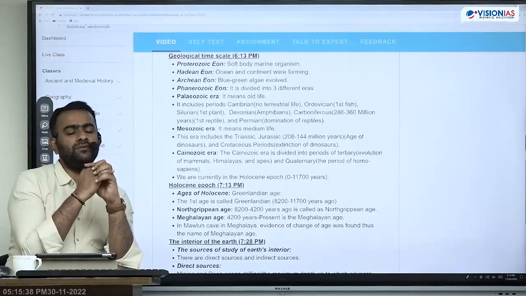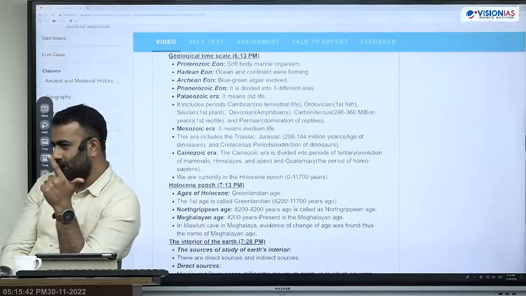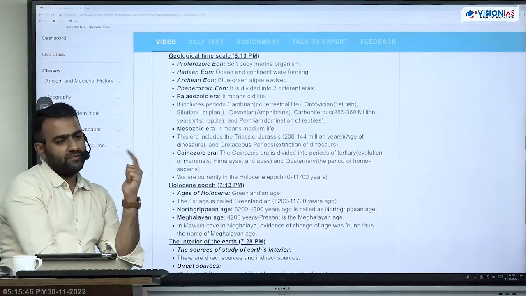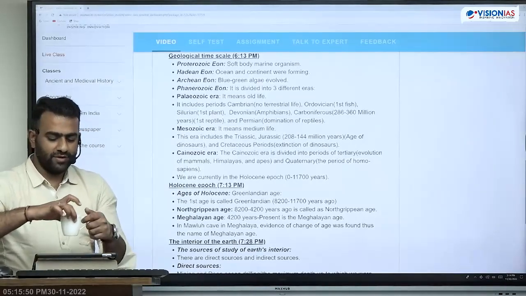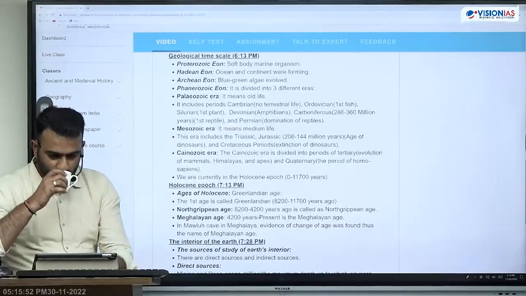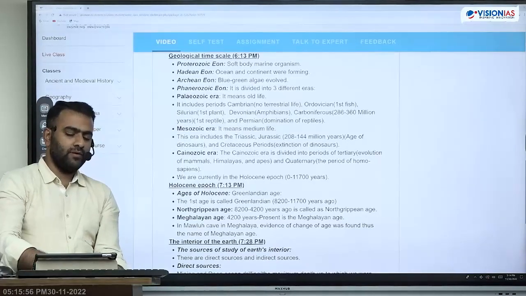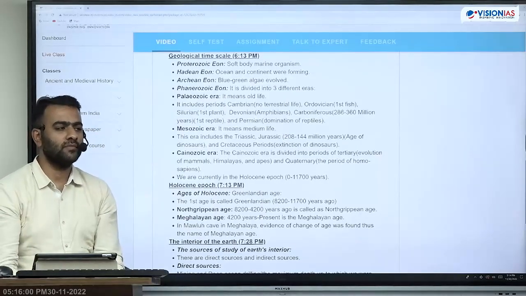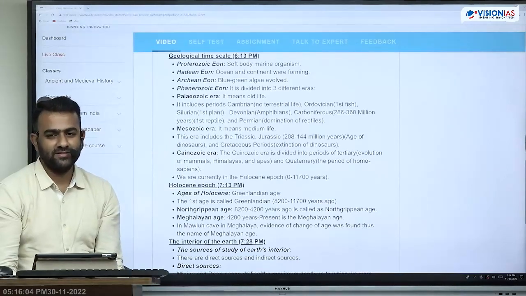Holocene is divided into Greenlandian, North Grippian, Meghalayan. Good. We are currently in Meghalayan, belonging to which epoch? Holocene. Which period? Quaternary. Which era? Cenozoic. Eon?